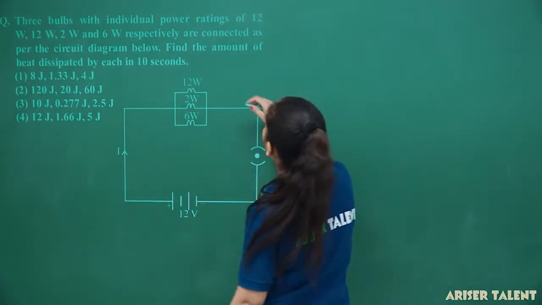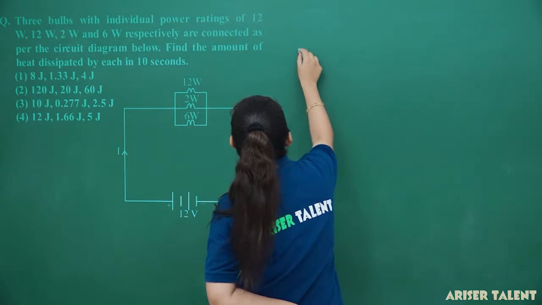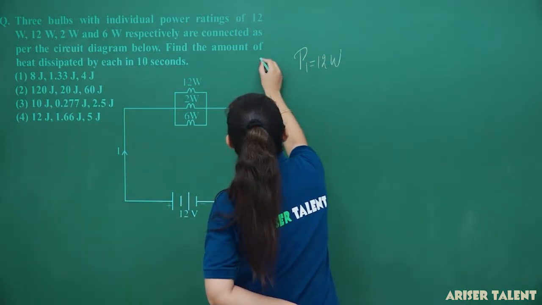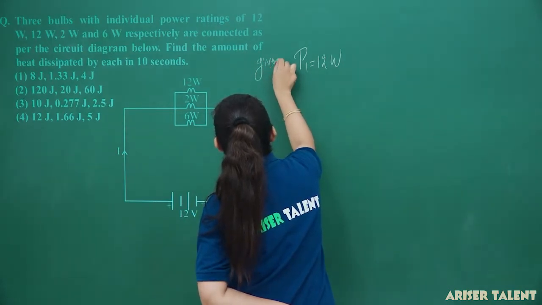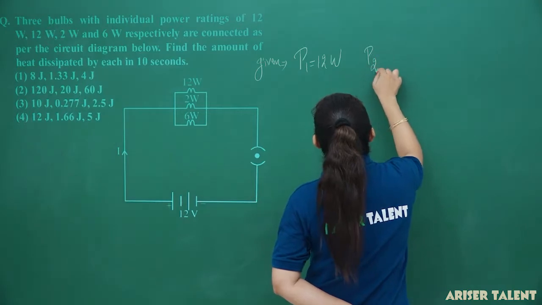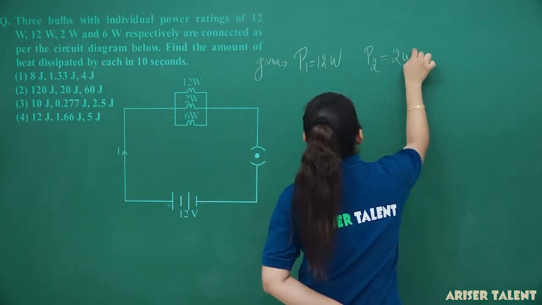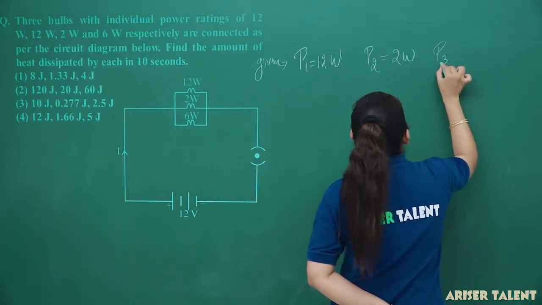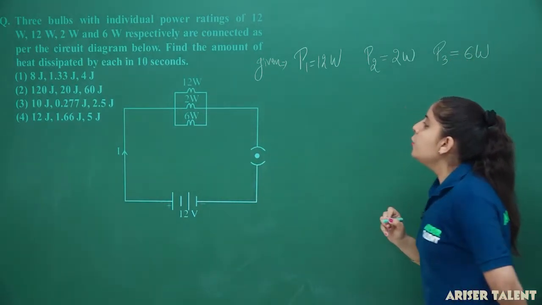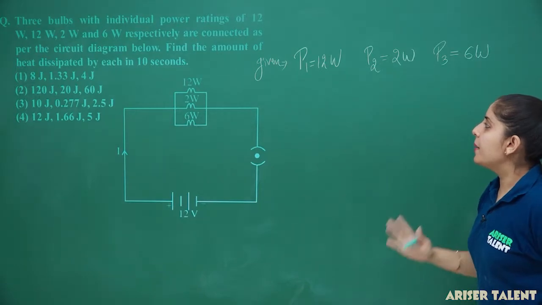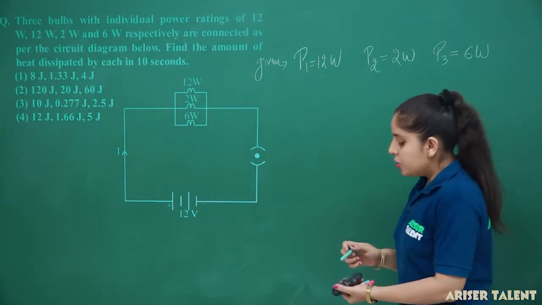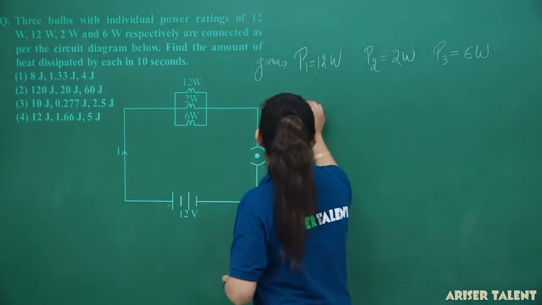So, now you are provided with the three bulbs of each power rating. P1 equal to 12 watt. These are the given conditions here. P2 equal to 2 watt and P3 equal to 6 volt. You can see that these three bulbs are connected in the parallel combination. So we will calculate the equivalent power here.